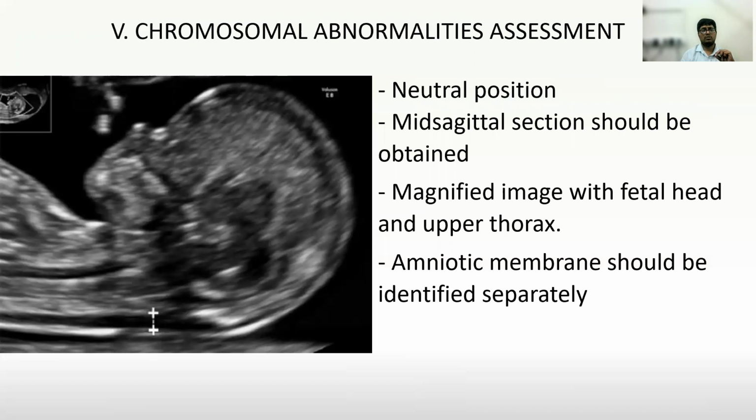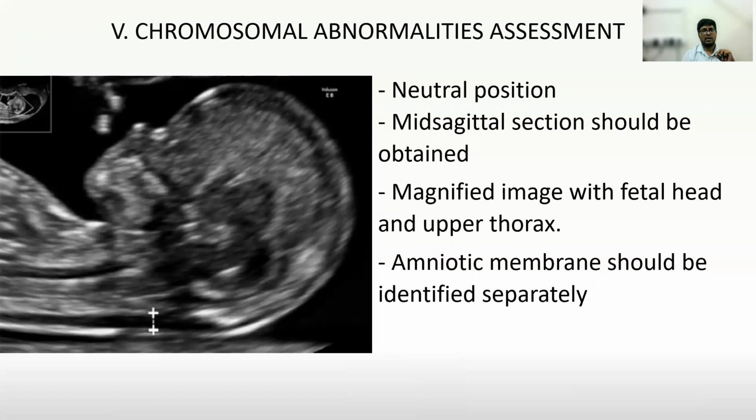Measurement of the nuchal translucency has to be done in a particular plane, and there are certain rules to be followed. If you look at the image here, this is more or less similar to the CRL image, but the only difference is it is being zoomed up very nicely, and you can see only the head, the neck, and the upper portion of the thorax. So the whole screen should be filled up with this image only.